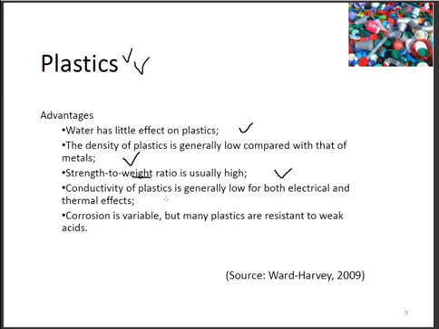The conductivity of plastics is generally low for both electrical and thermal effects. Therefore, they can be used as insulation to keep the house warm during winter, and the corrosion resistance is variable, but many plastics are resistant to weak acids.